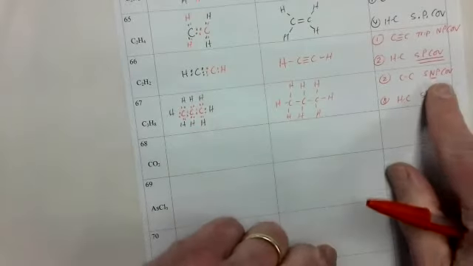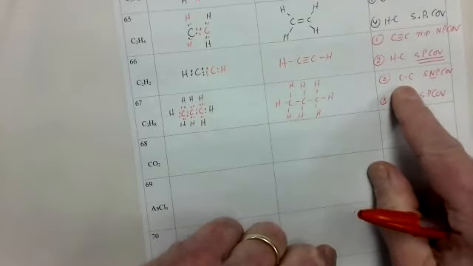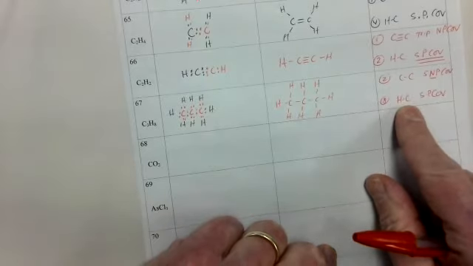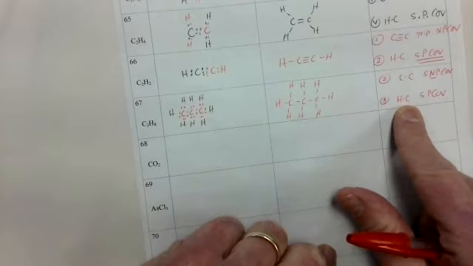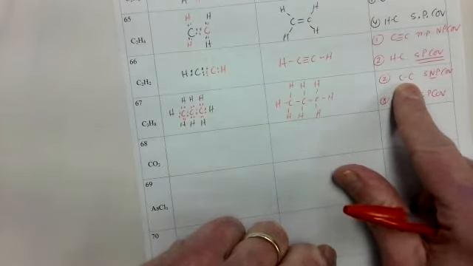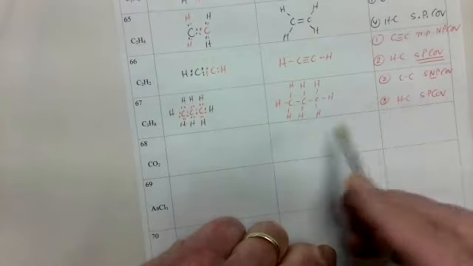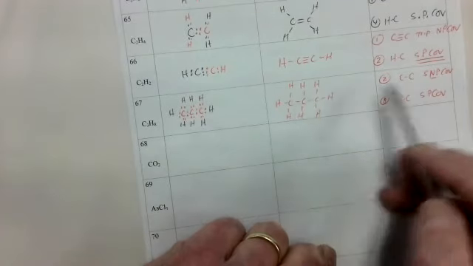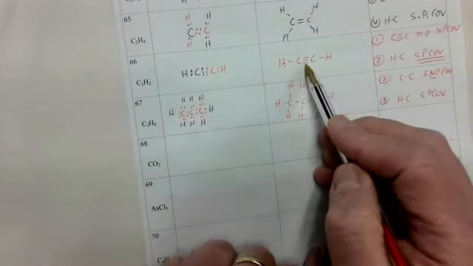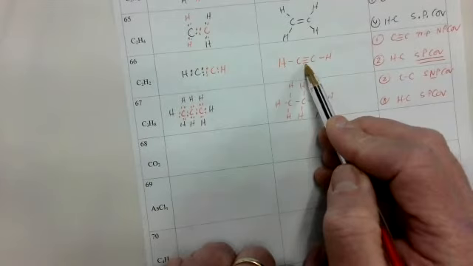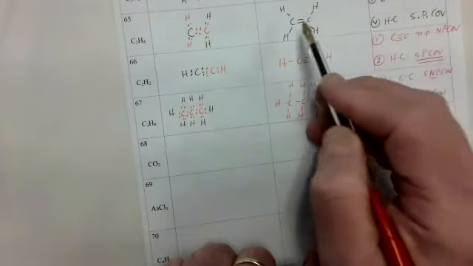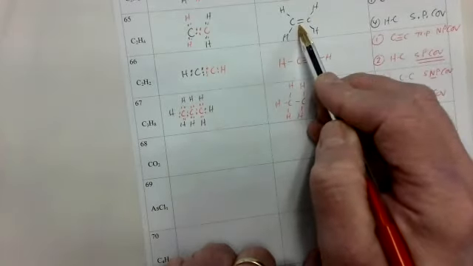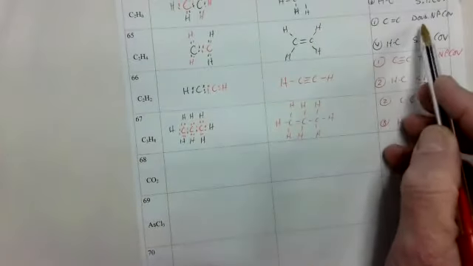Now, the reason they're nonpolar versus polar, carbon and carbon both have the same electronegativity value. Carbon and hydrogen have different electronegativity values. So the carbon-hydrogen bonds are polar, and the carbon-carbon bonds are nonpolar. Here, they share 1 pair of electrons, so it's single. Here, they share a triple bond, or 3 pairs of electrons, triple. Here, they share 2 pairs of electrons, and it's a double.